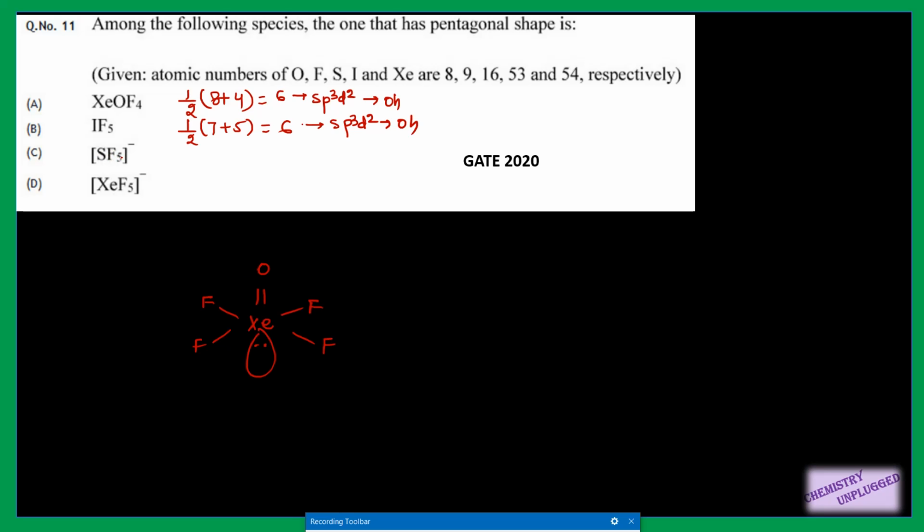Then we have SF5 negative, so half of S has 6 valence electrons, 5 monovalent atoms, plus 1 due to anionic charge, so total will be again 6, means it should have sp3d2 hybridization, but it has this one lone pair of electrons, so it will be again square pyramidal in nature, right?